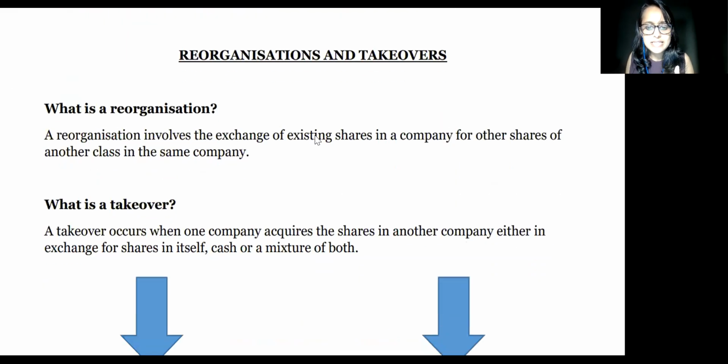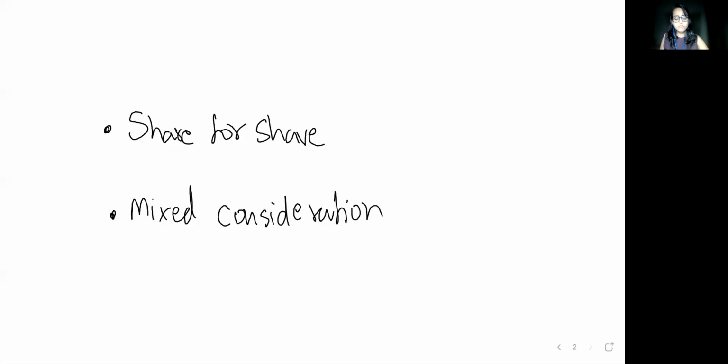Okay. Then the next thing is reorganizations and takeovers. When it comes to reorganizations and takeovers, remember something. First of all, you should understand what a reorganization or takeover is. Now, when such events happen, the consideration you receive can either be share for share or mixed consideration. So let's discuss both of these quickly. If it is share for share consideration at the point of the reorganization or takeover, there is no chargeable gain.